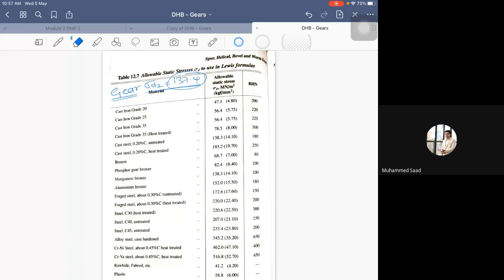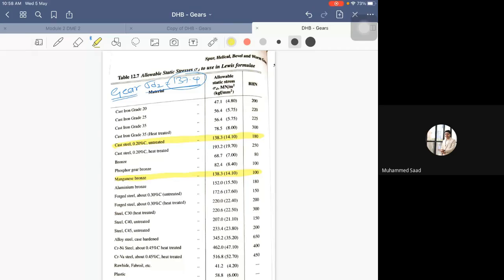137.4, we said cast steel. Okay, in cast steel, which one? 0.2% untreated. So shall we take this then? Is that the final decision for all of us, or are there any other options? Whether you have any other options. So I guess there is a bronze option here, correct?